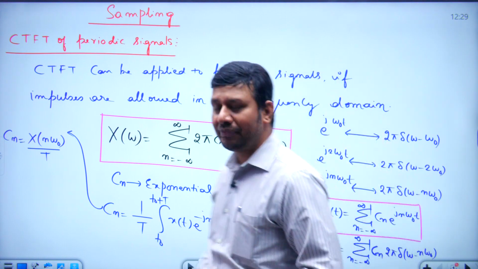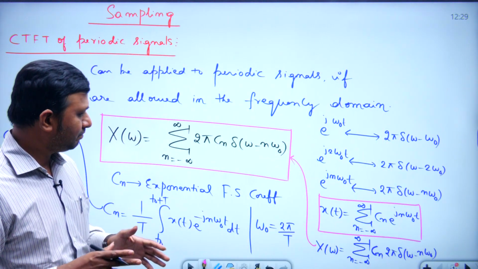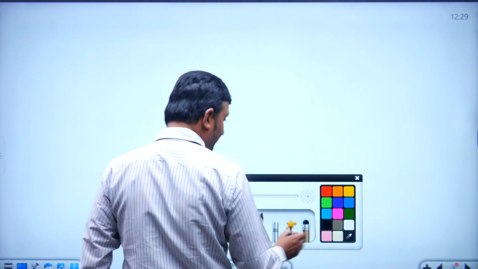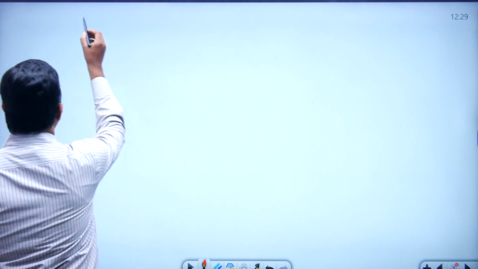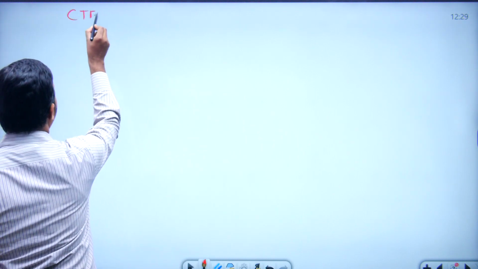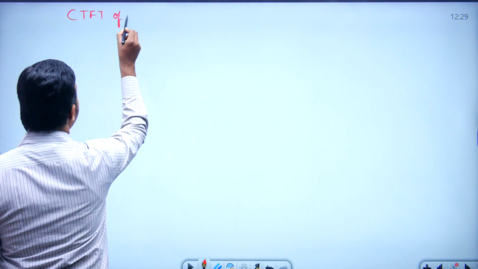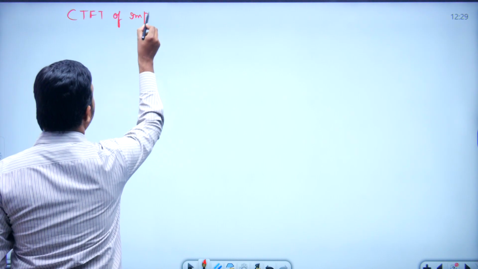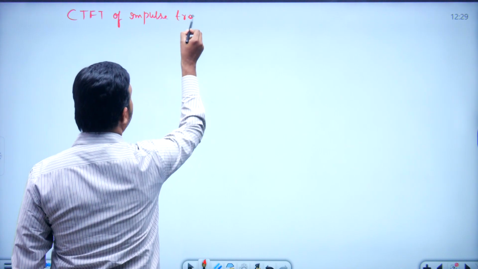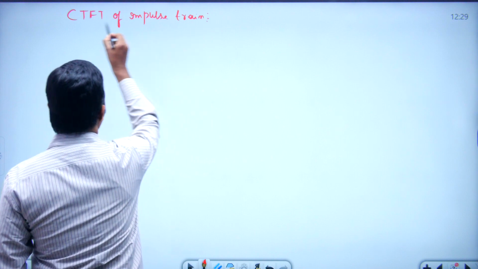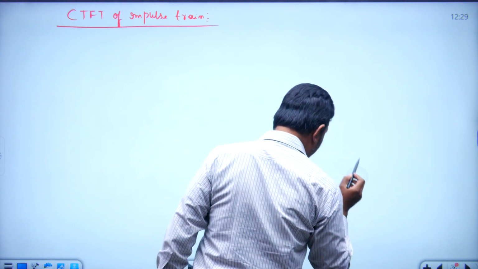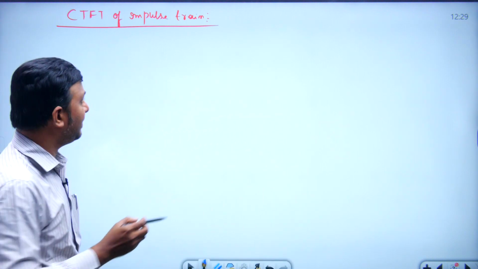Now we will do one thing. Let us solve one example. The example is like this: we have to find the CTFT of an impulse train. How do we find this? We will do one thing. Let us draw the impulse train signal first.